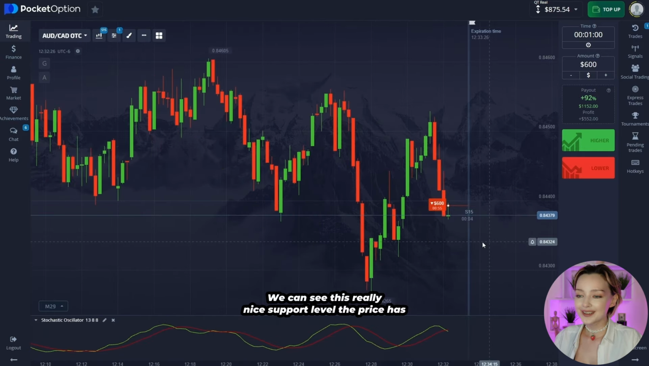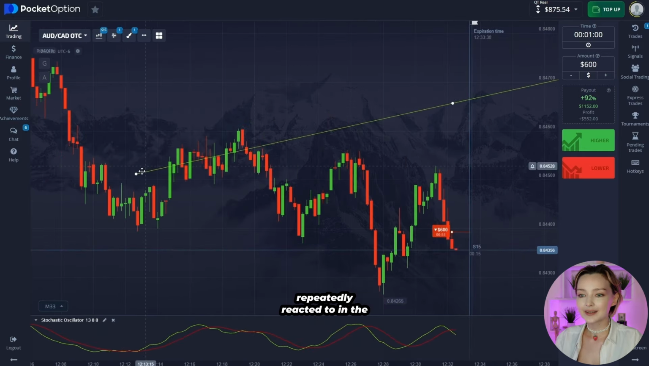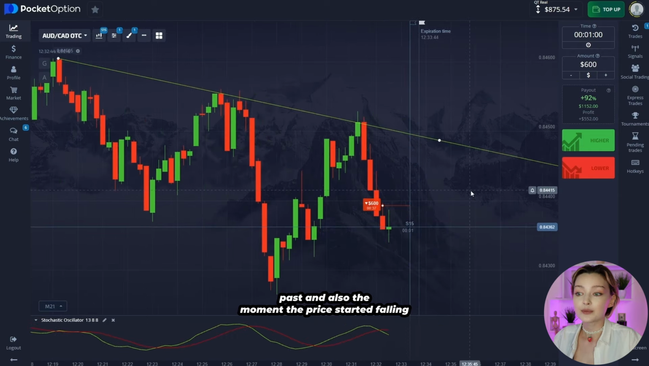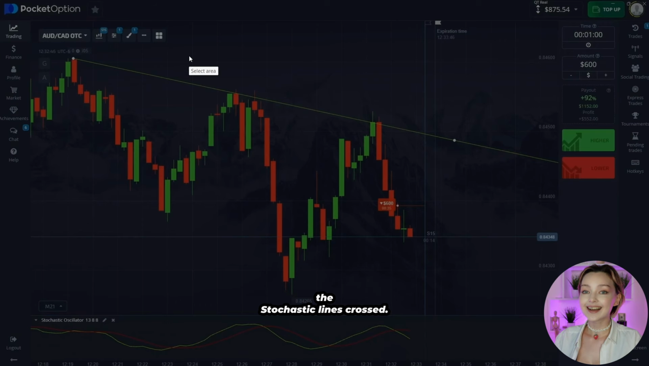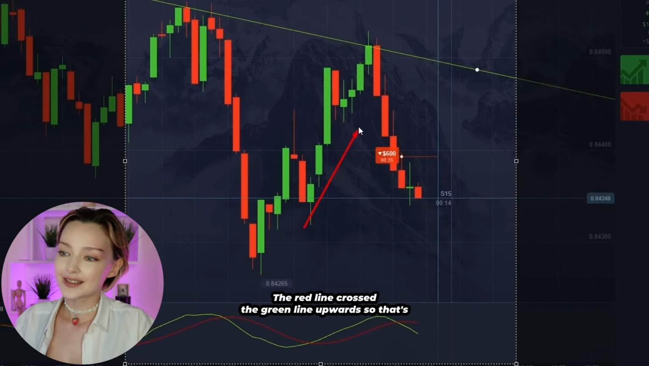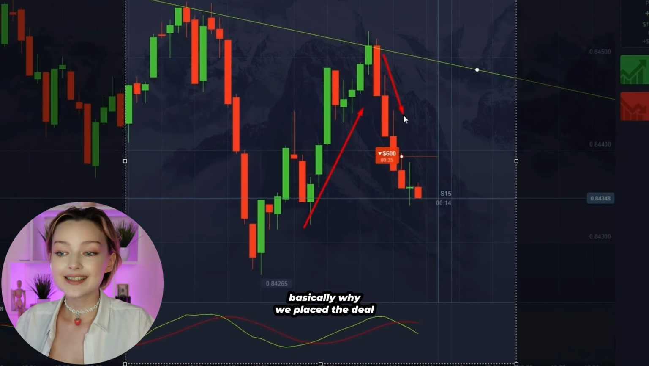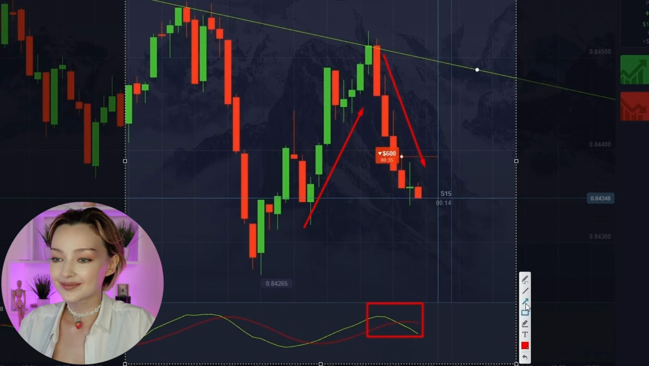We can see this really nice support level the price has repeatedly reacted to in the past, and also the moment the price started falling after approaching the said level, the stochastic lines crossed. The red line crossed the green one upwards, so that's basically why we placed the deal downwards. I hope it's clear so far. Let's observe.